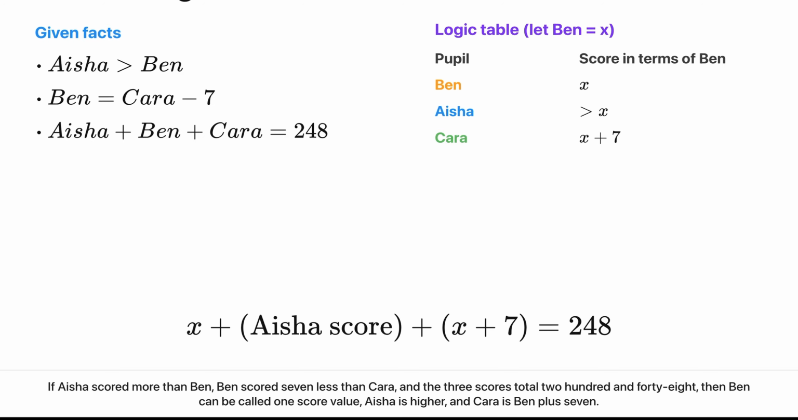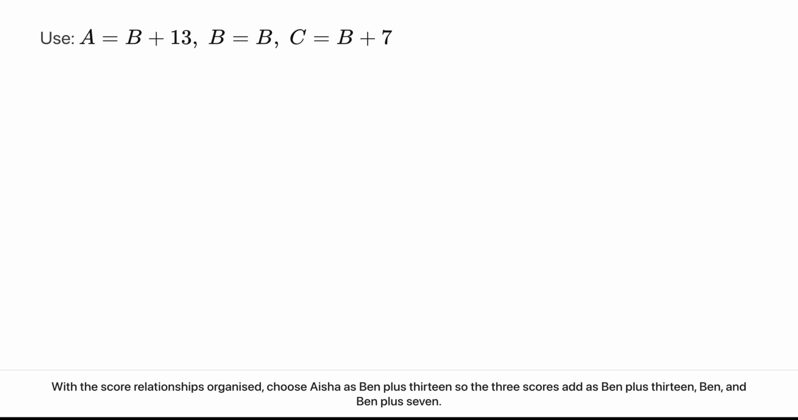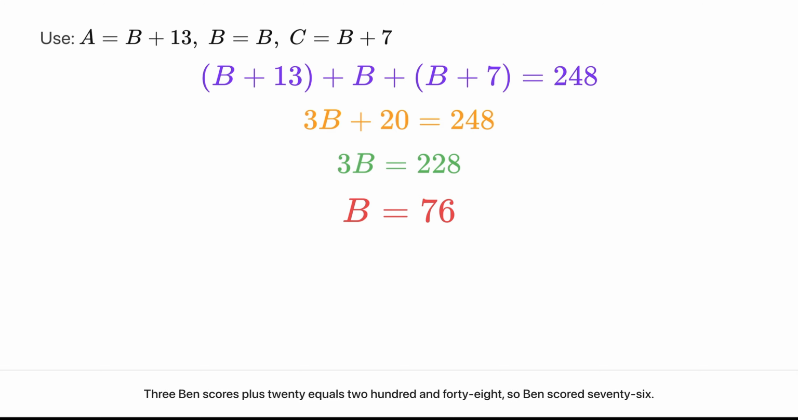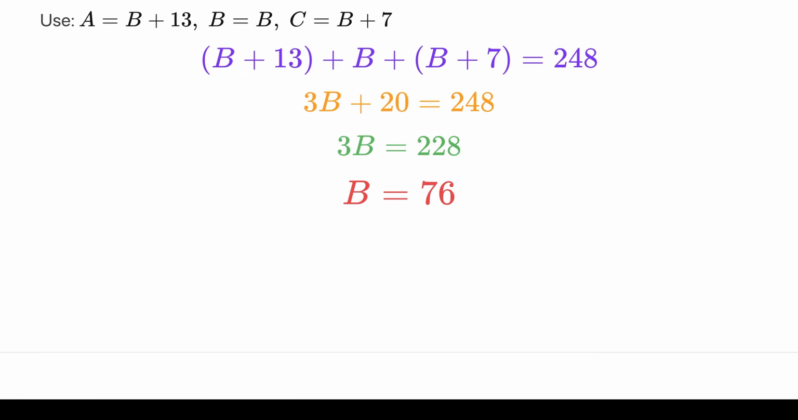If Aisha scored more than Ben, Ben scored 7 less than Kara, and the 3 scores total 248, then Ben can be called 1 score value, Aisha is higher, and Kara is Ben plus 7. So the 3 scores add as Ben plus 13, Ben, and Ben plus 7. 3 Ben scores plus 20 equals 248, so Ben scored 76.